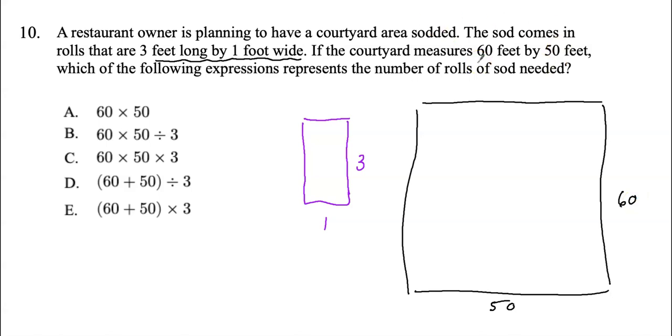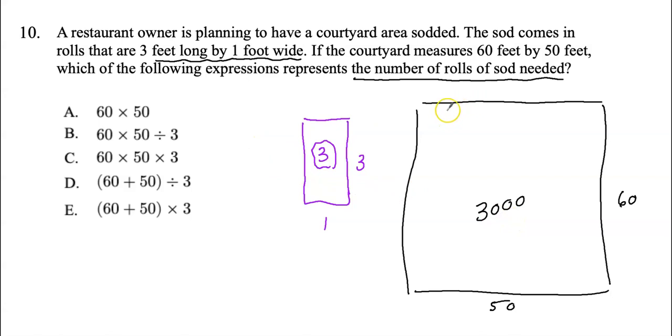The question is which of the following represents the number of rolls of sod needed? Which expression matches up with the number of rolls of sod needed? So basically, this is 3 square feet because 1 times 3 is 3. I'm just finding the area of this. And let's find the area of this, 50 times 60. Well, 50 times 60 is 3,000. So I got to put 3 square feet inside 3,000 square feet.